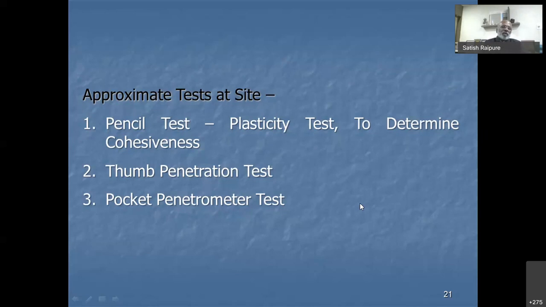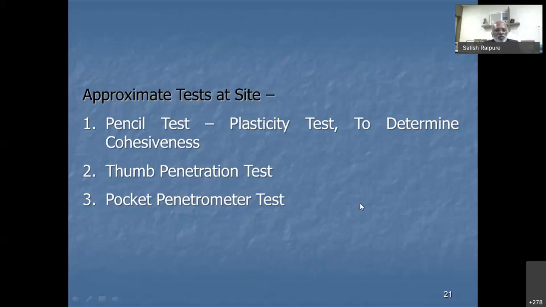This is the approximate test when we do construction in remote areas where laboratory testing and site testing, taking instruments to the site, are not possible. Then we can decide ourselves with our experience and by looking at the strata how much the bearing capacity should be. Then another method is the thumb penetration test. In this, we take a lump of soil in our hand and press it with our thumb. If just a thumb impression is created on that soil lump, then you can decide that this is a very strong soil.